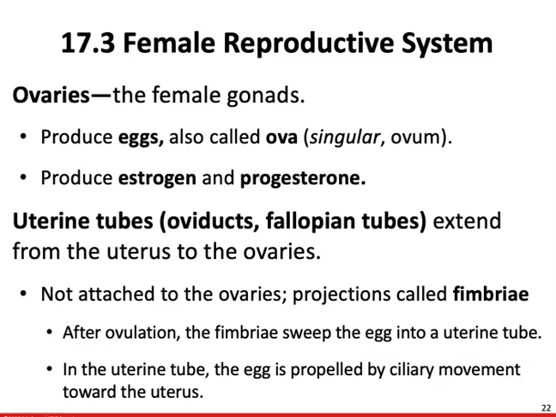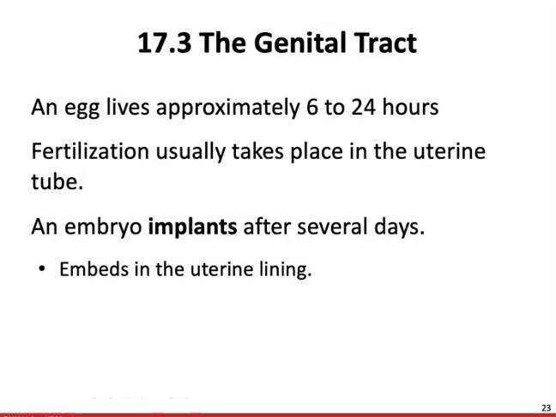The uterine tubes, also known as the oviducts or fallopian tubes, extend from the uterus to the ovaries. Now, these are not going to be attached to the ovaries. They have finger-like projections called fimbriae. After ovulation, the fimbriae are going to sweep the egg into the uterine tube. Once in the uterine tube, the egg is going to be propelled by ciliary movement towards the uterus.